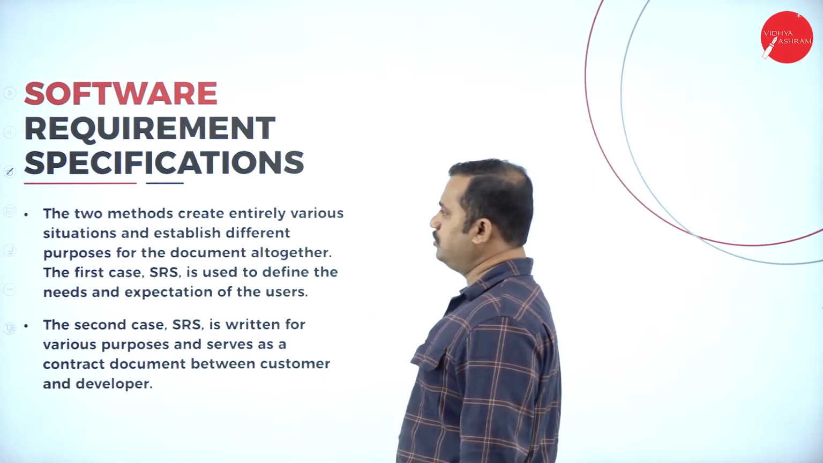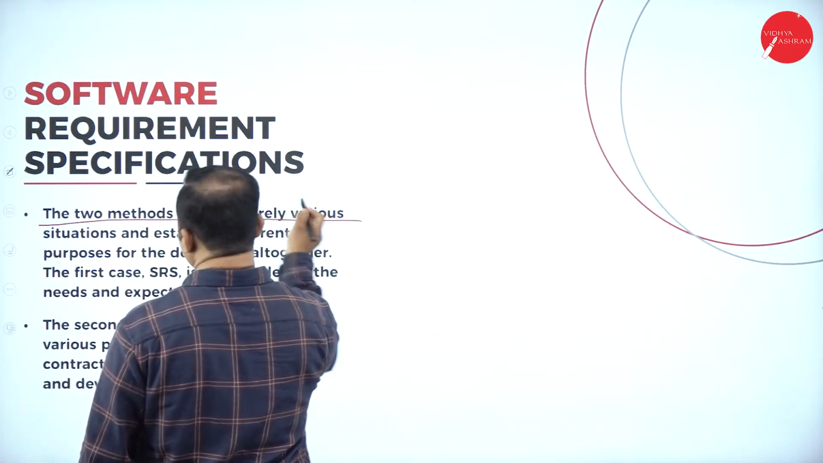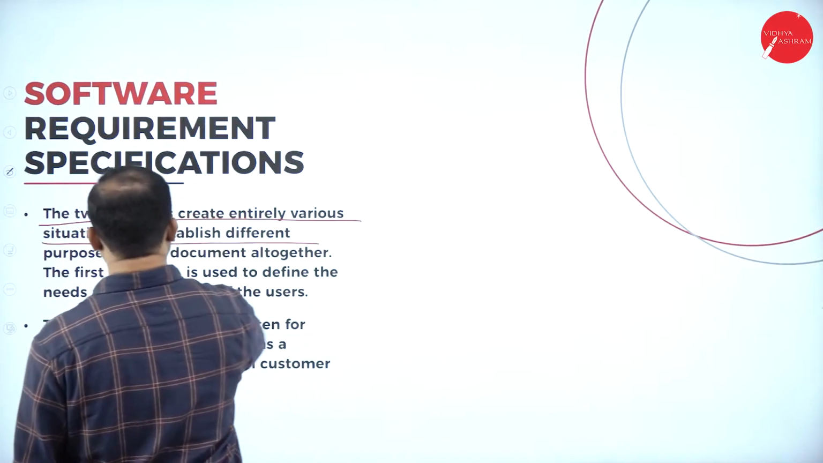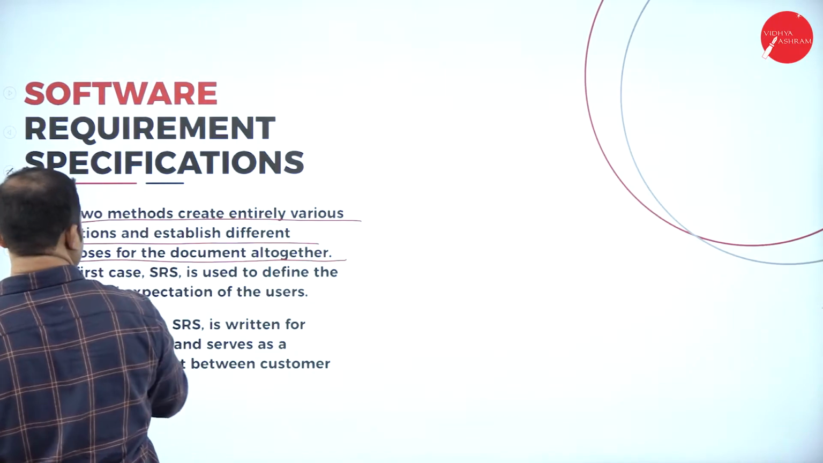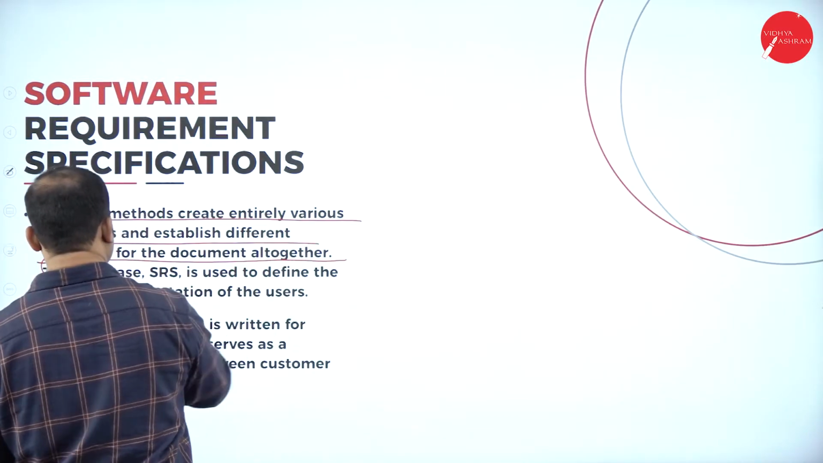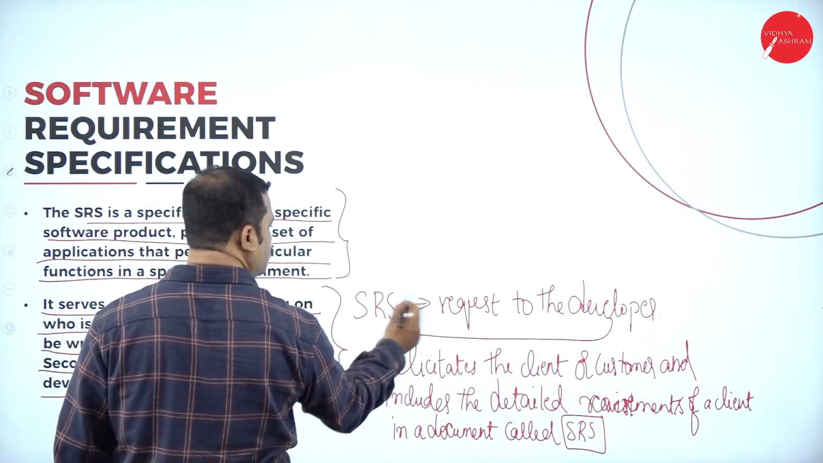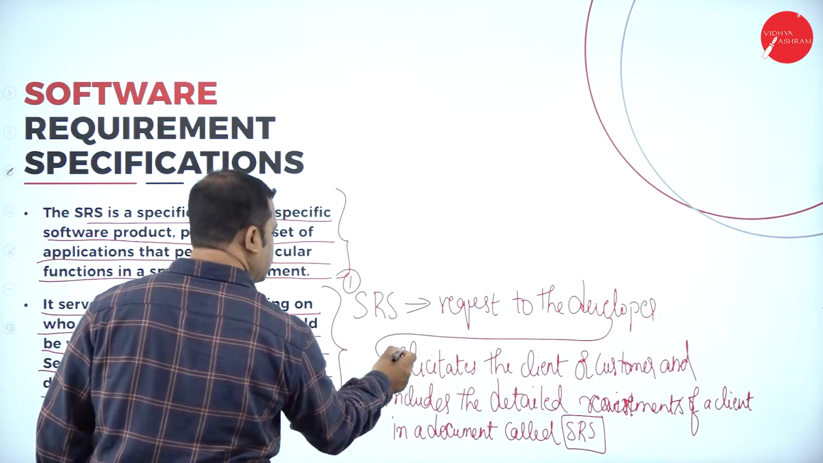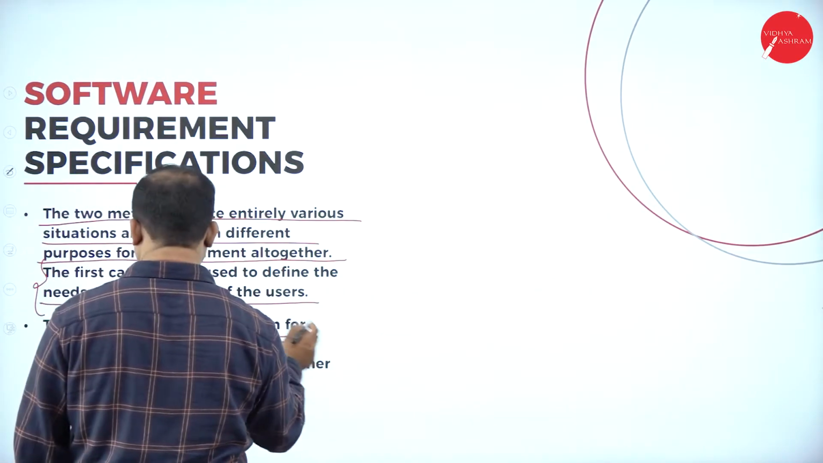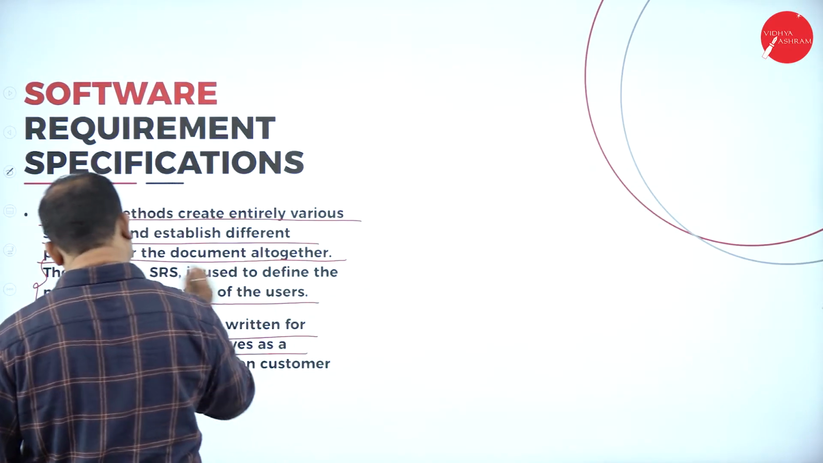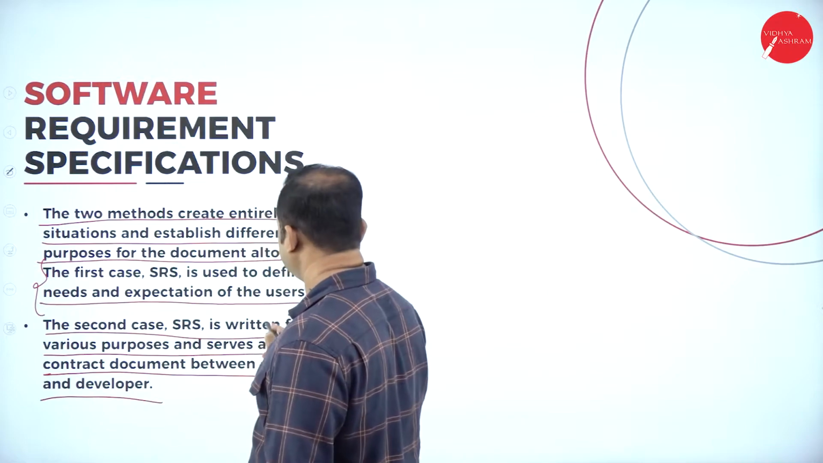Now, the two methods create entirely various situations and establish different purposes for the document altogether. The first case is the SRS is used to define the needs and expectations of the user, as I have already told you that. This is the first thing and this is the second thing. The second case is SRS is written for the various purposes and serves as a contract document between a customer and a developer. So this is the second case.